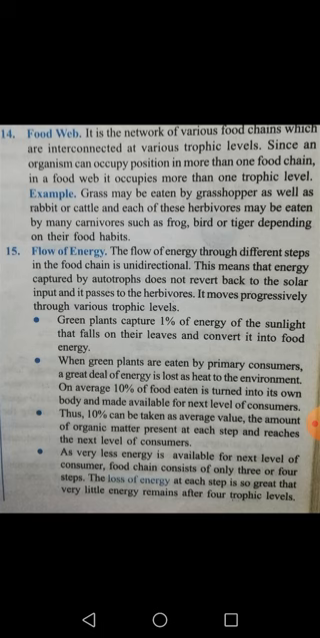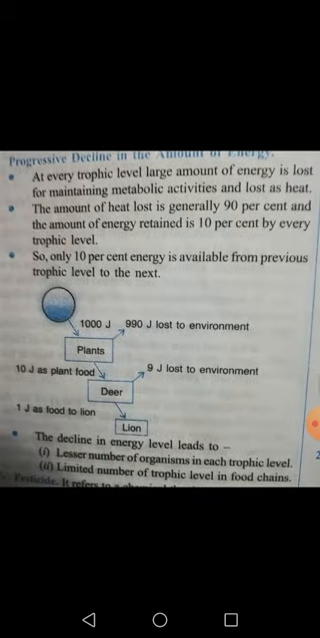Suppose from the total energy which is falling on the plants, only 1% is trapped by the plants. Suppose the amount of energy is 1000 joule, so only 10% will reach the next trophic level. You are observing here that 1000 joule is there in the plants, and 90% is lost into the environment, either in the form of heat energy or respiratory loss. Only 10% will be moved to the next trophic level, and once again 10% of that will pass into the next trophic level, and 90% will be lost into the environment, either as heat or respiratory loss.